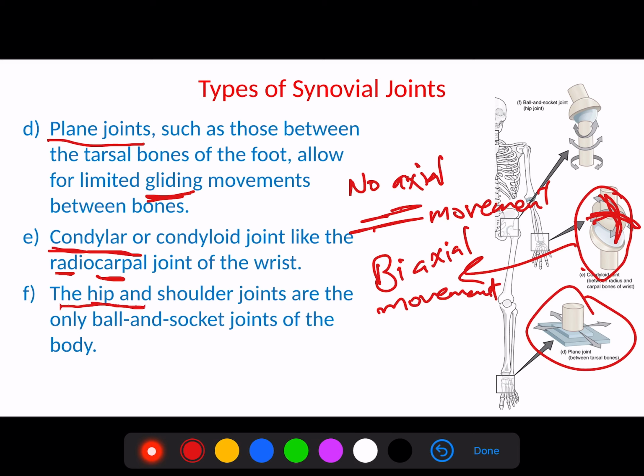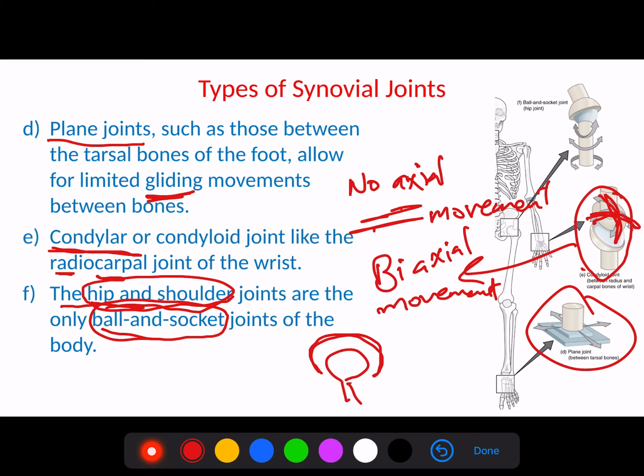And the last one is something called the ball and socket. So there is a ball, and above it there is a socket surrounding it. These are the hip and the shoulder joints. These are the only two examples of ball and socket joints. And these ones are moving along 3 axes. They can do left to right, they can do front to back, and also they can rotate. So this is a 3-axis movement or triaxial movement.